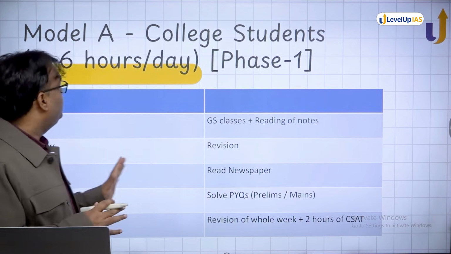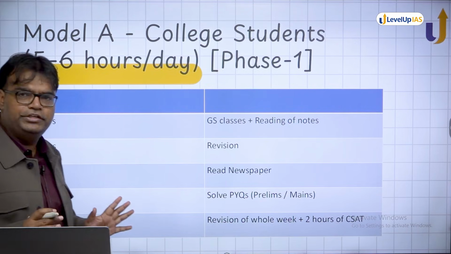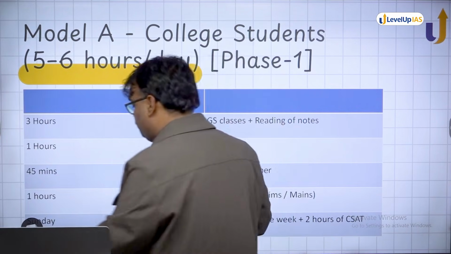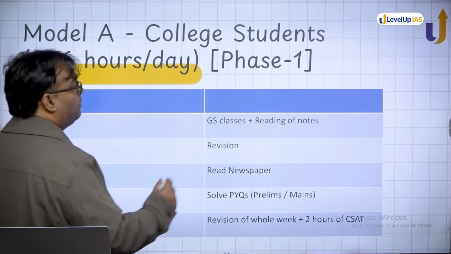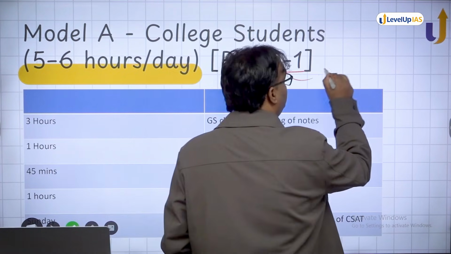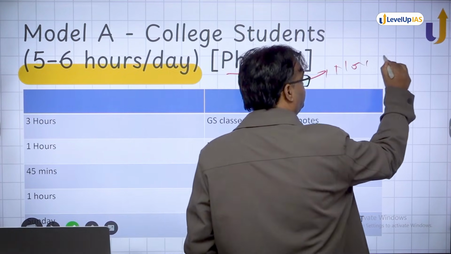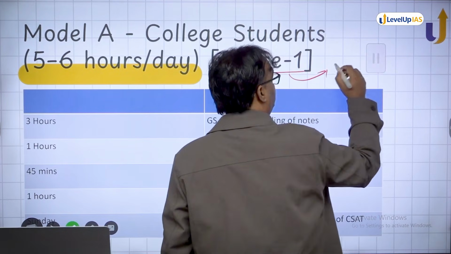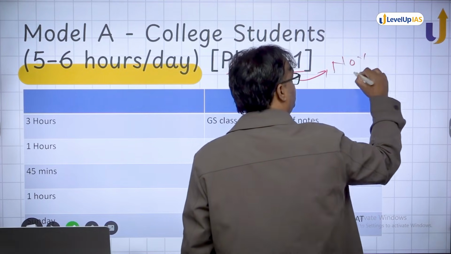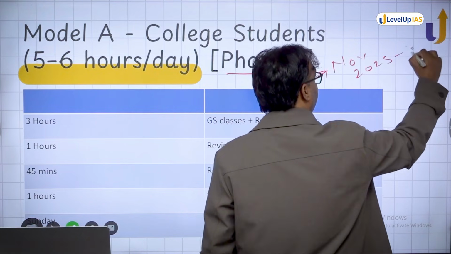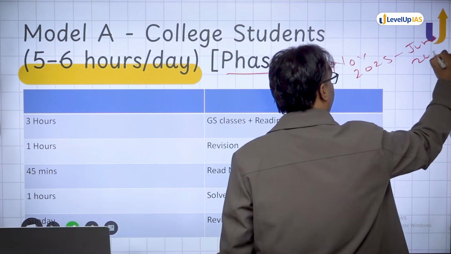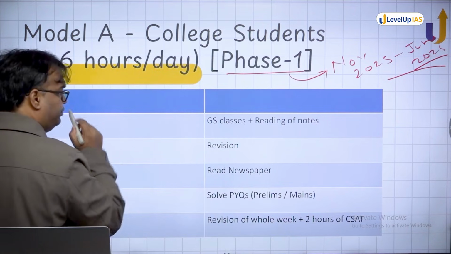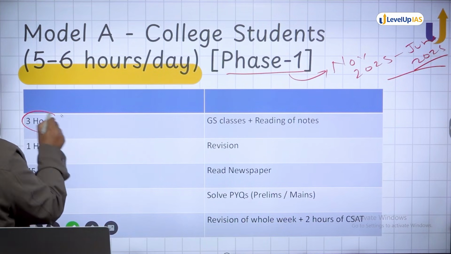देखो, I'm assuming you have 5 to 6 hours in a day, not more than that, perhaps 5 hours in a day. अब इसमें ना देखो, if you remember the first phase, अपना phase 1 क्या था? अपना phase 1 was from November 2025 to June 2026. This is our phase 1. In phase 1 what you should be doing? You should be doing GS for 3 hours.